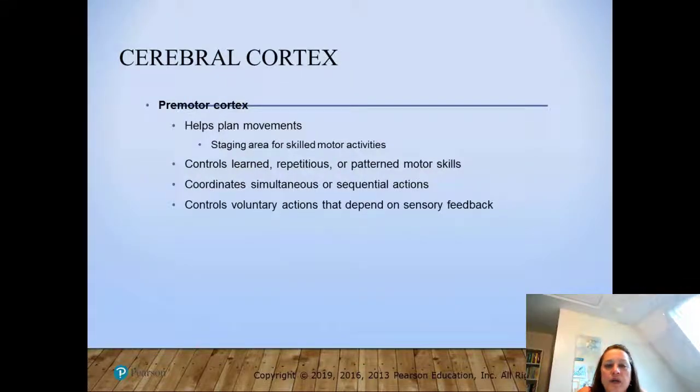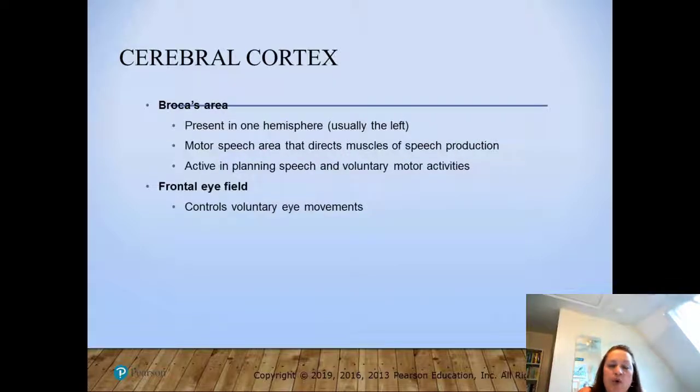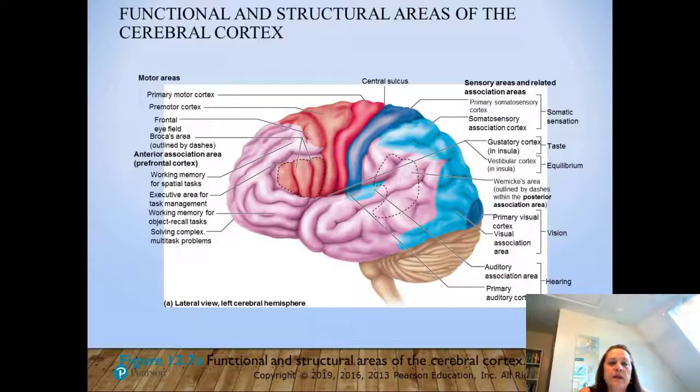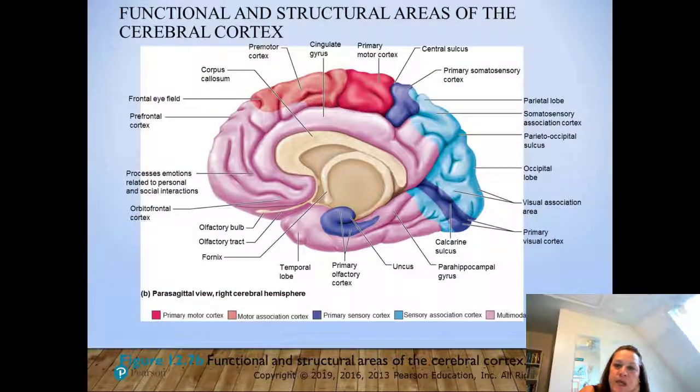All right, the premotor cortex: learned, repetitive, sequential. All right, Broca's area, motor speech area, the frontal eye field, voluntary eye movements. All right, so notice how that's all in the front of the brain. All right, this gets us a little bit to inside of the brain. So we start going towards things that are the association areas.